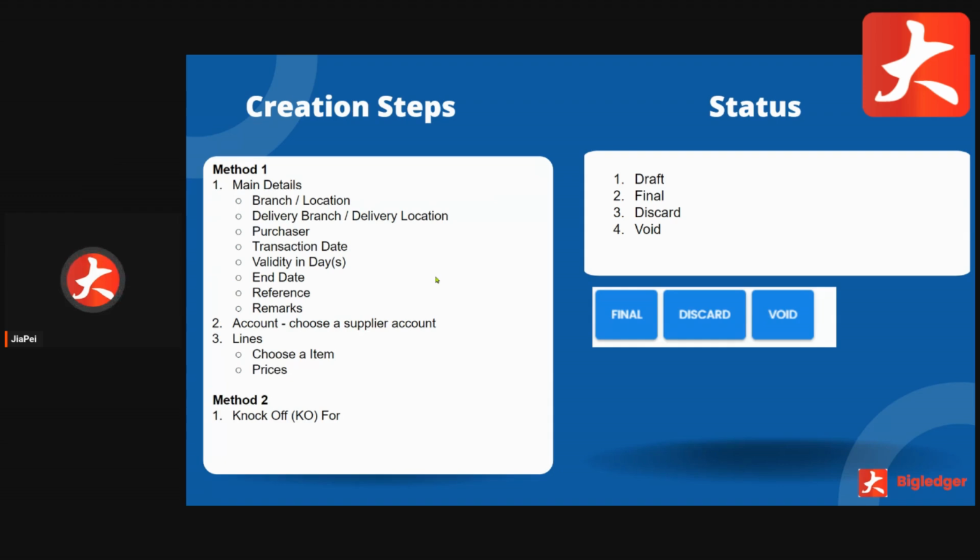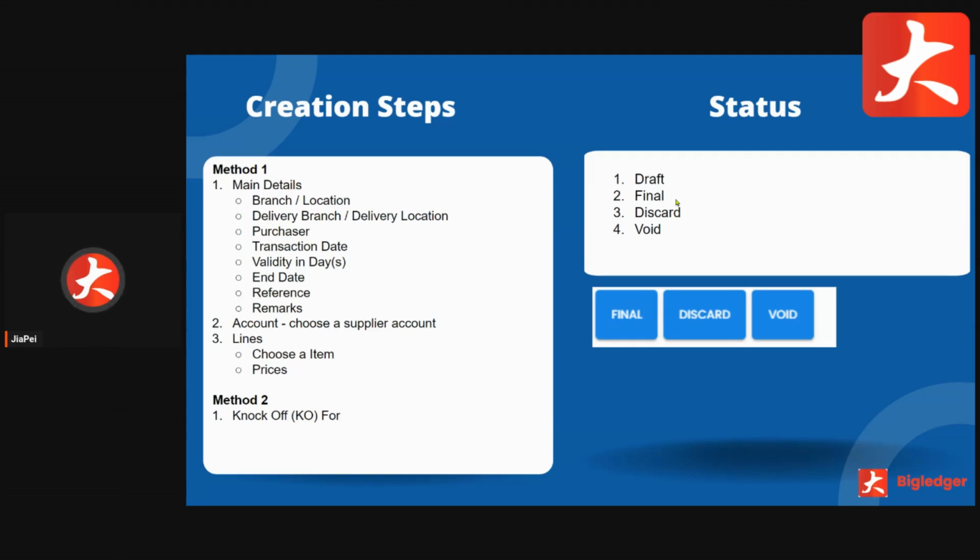So if you want to change the data, you need to unfinal the transaction. So later on, we have another section called unfinal it, or change the final to draft mode. And then for the draft transaction, if you want to cancel, you can just discard the PO. So if after final, if you want to cancel the transaction, you need to click the void button to void the purchase order.